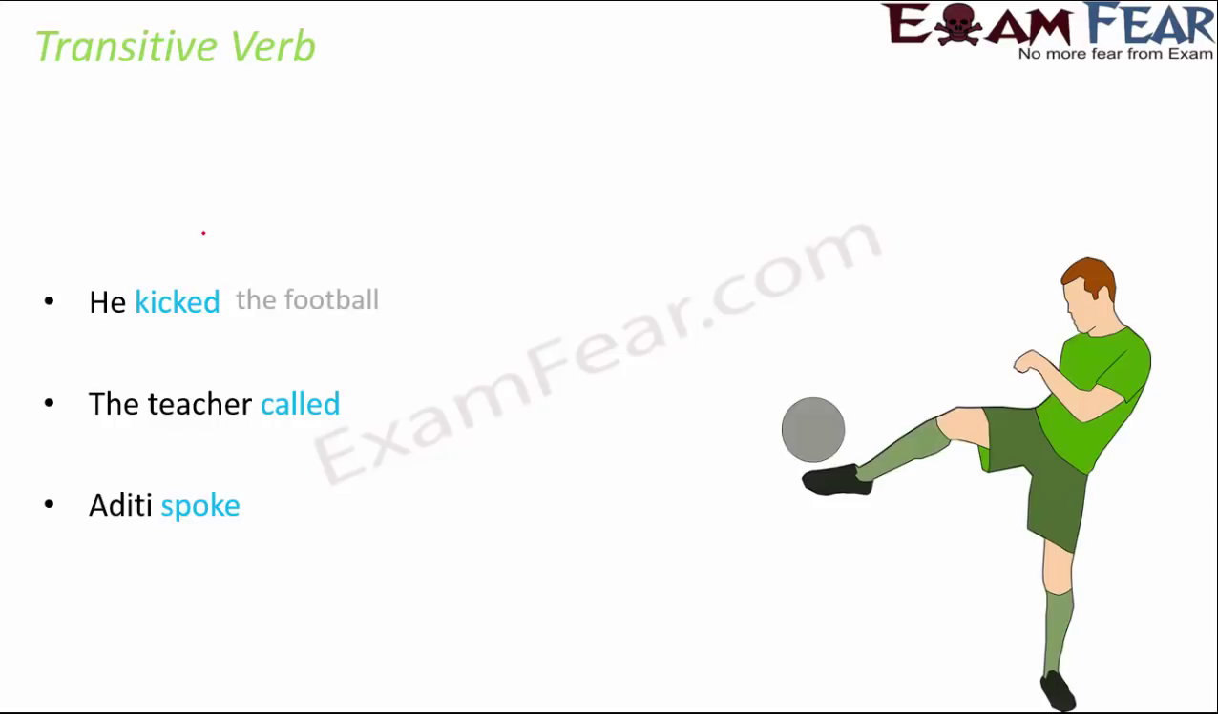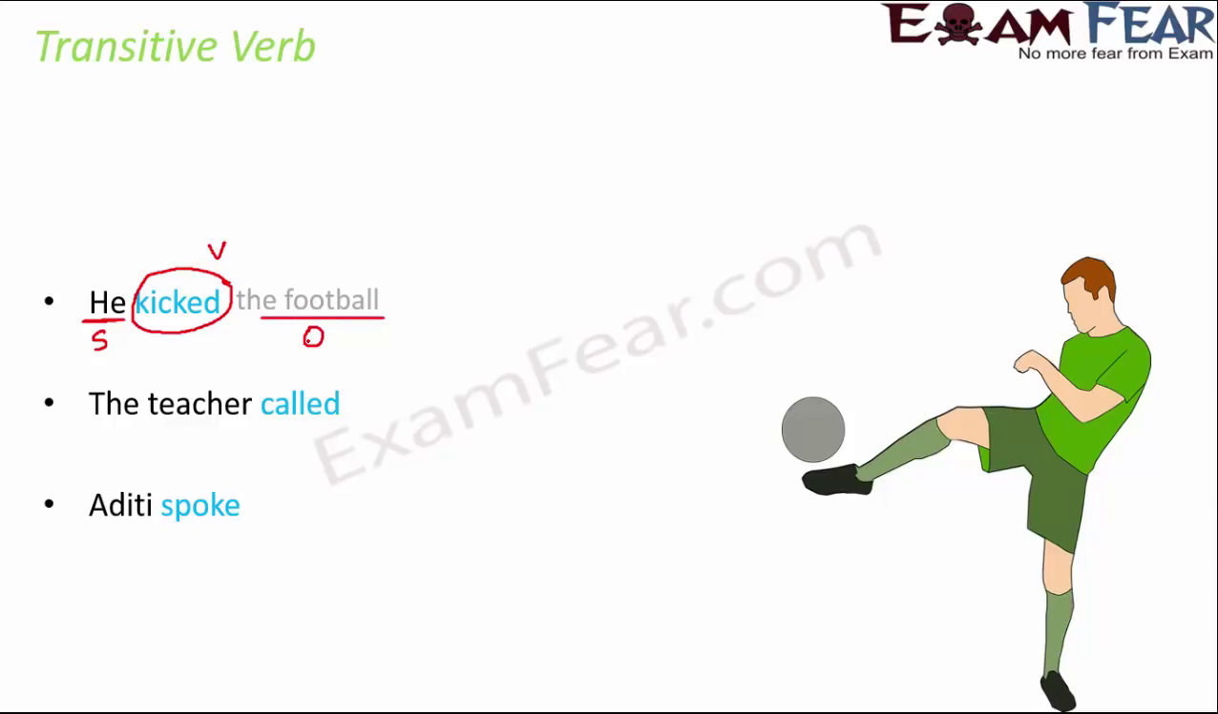For example, he kicked the football. Now what did he kick? He kicked the football. If you look at this sentence, he is the doer of the action because he is the one who is kicking. So he is the subject here. Kicked is the verb here. And what did he kick? He kicked the football. So the football is the object here.